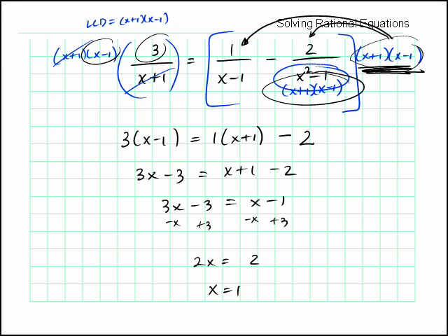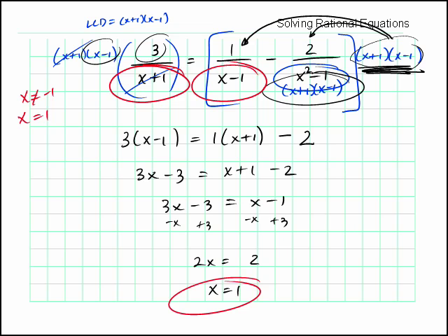And now if you go up to the original equation, right here this tells me that x cannot be negative 1. This one right here tells me that x cannot be positive 1. And notice what I got as an answer, x equals 1. So x equals 1 is going to cause division by 0. And so that's not really a solution. This equation has no solution. No solution, just like the previous example.